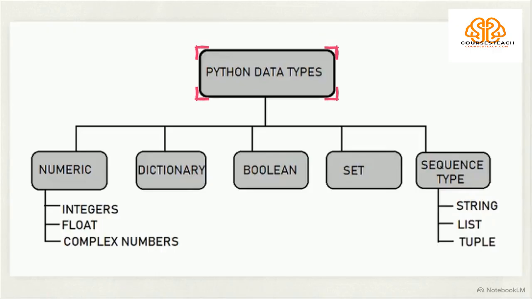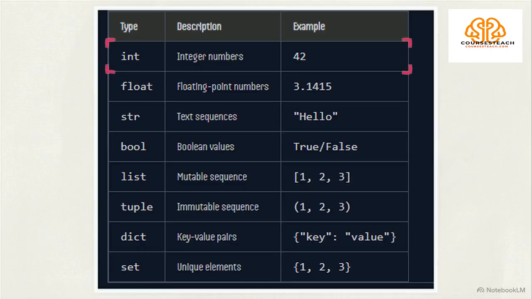Python sorts information into specific categories called data types. Every piece of data you use belongs to one of these branches. First, we have the integer, or int type. This is for whole numbers without any fractional parts, like the number 42. Next is the floating point, or float type. This category handles numbers that contain decimals, like 3.1415.